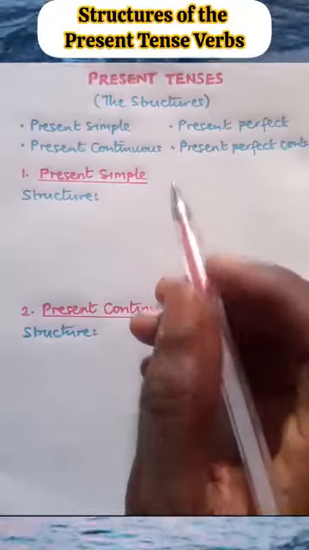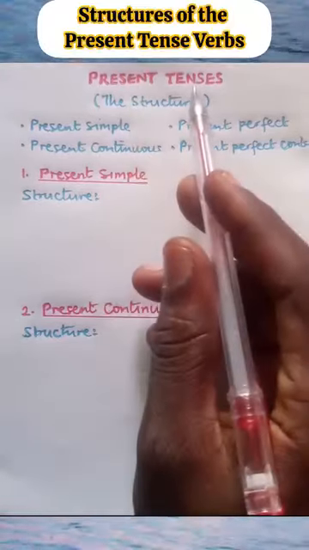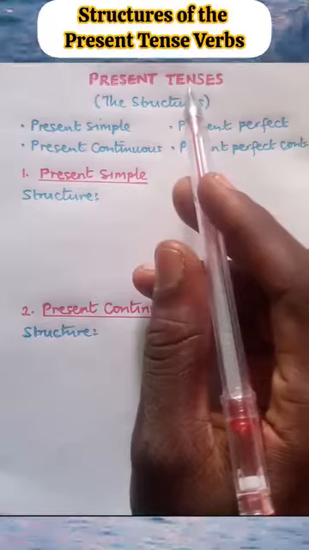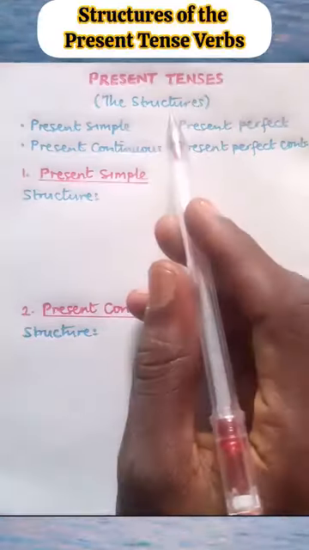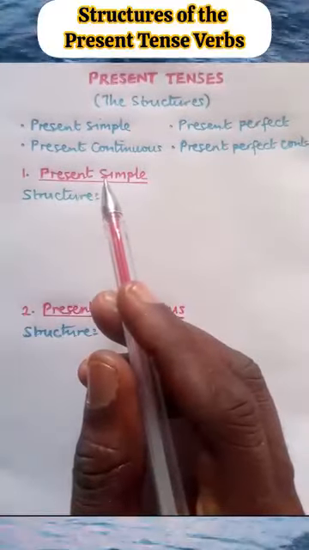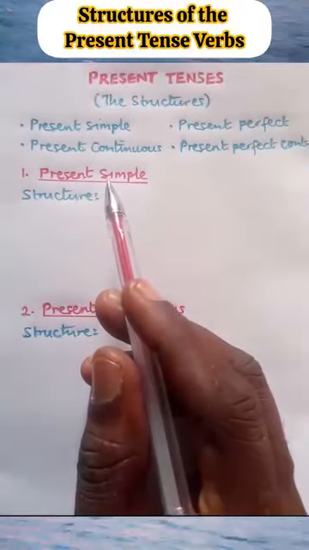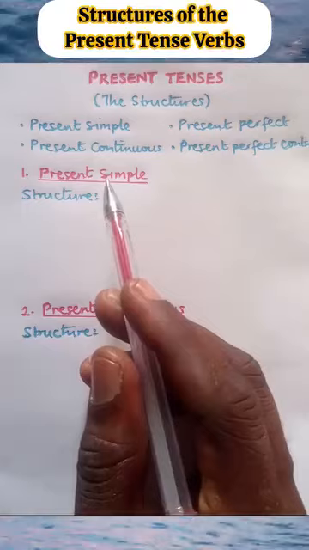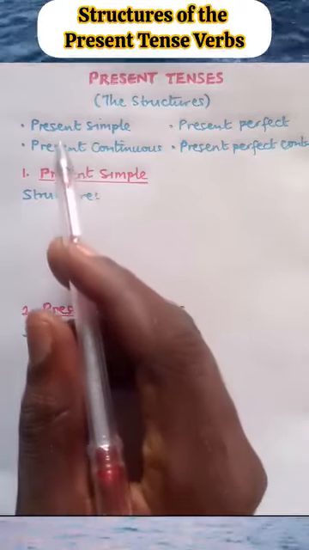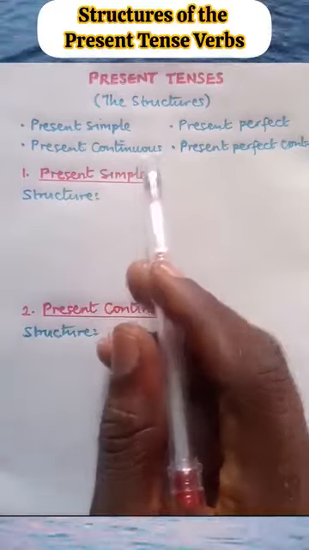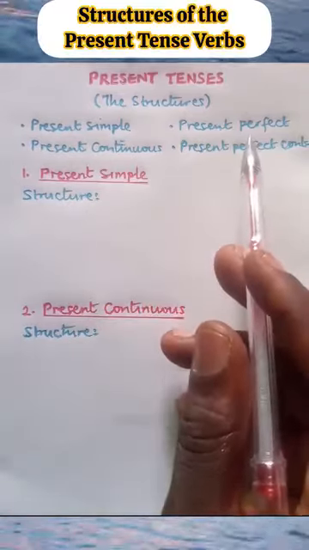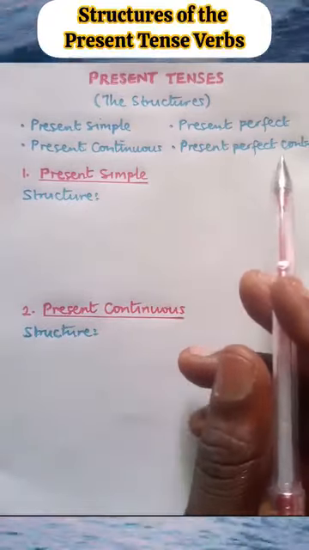Let us go a bit deeper into the subject of present tenses. In this video, we want to focus on the structures of present tenses. Now, there are 4 types or forms or aspects of present tenses, and they are present simple, present continuous, present perfect, and present perfect continuous.